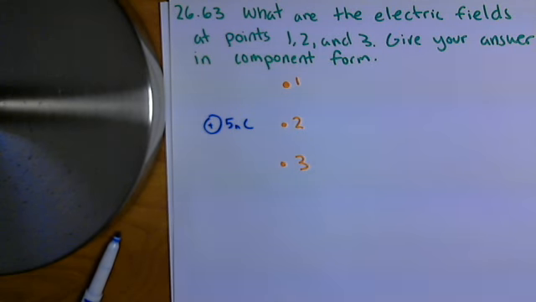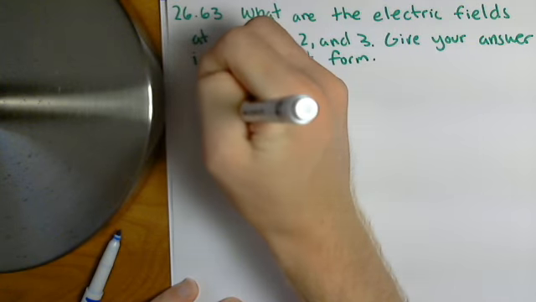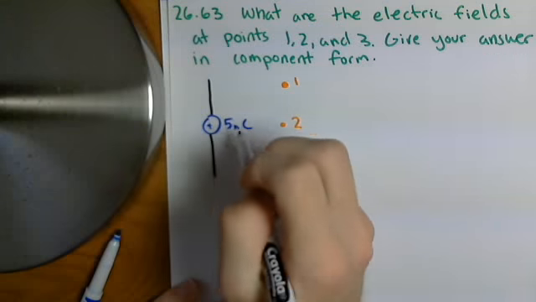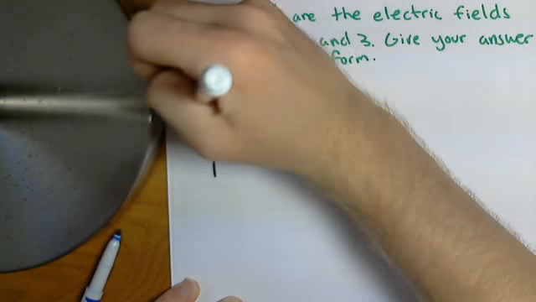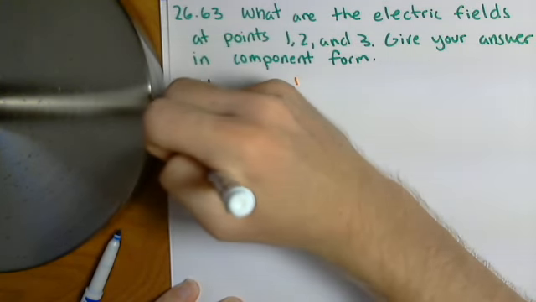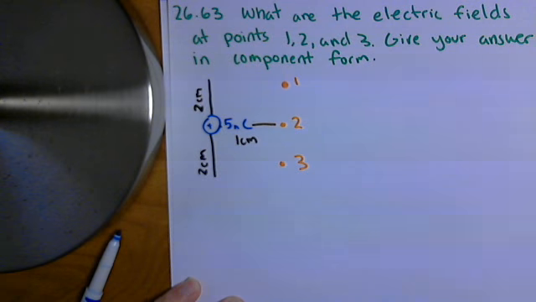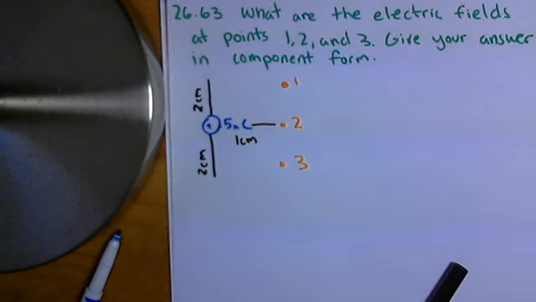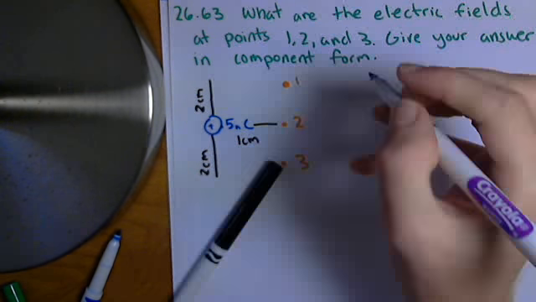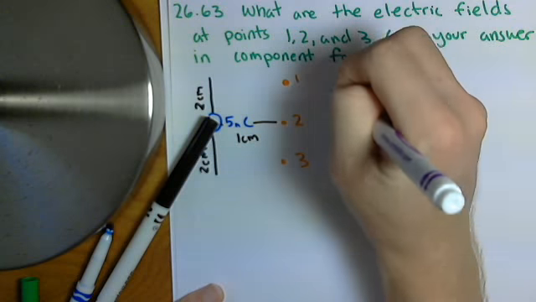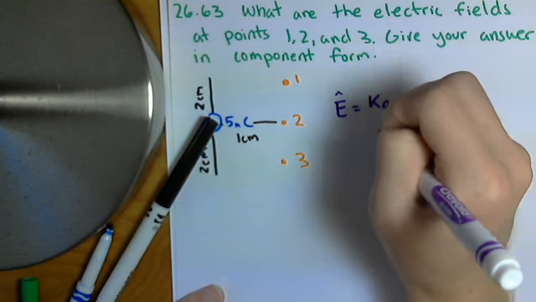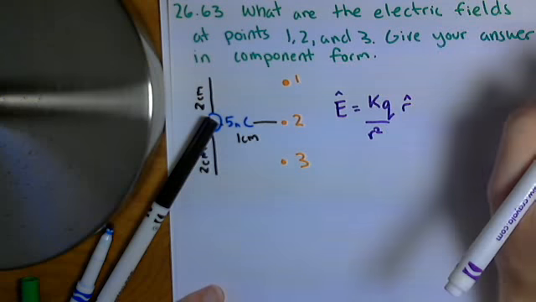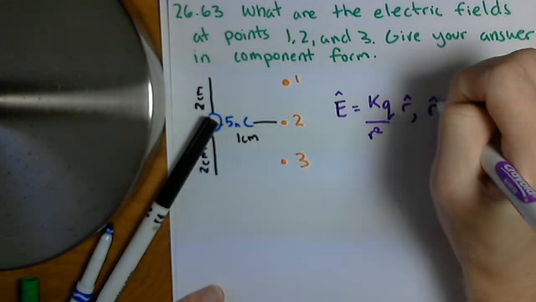And so let's draw out the graph for them. This will be 1 centimeter, and these are each 2 centimeters. Now we want to find the electric field at all three of those points. The formula for the electric field is E hat equals K Q R hat over R squared, where R hat is always away from Q.